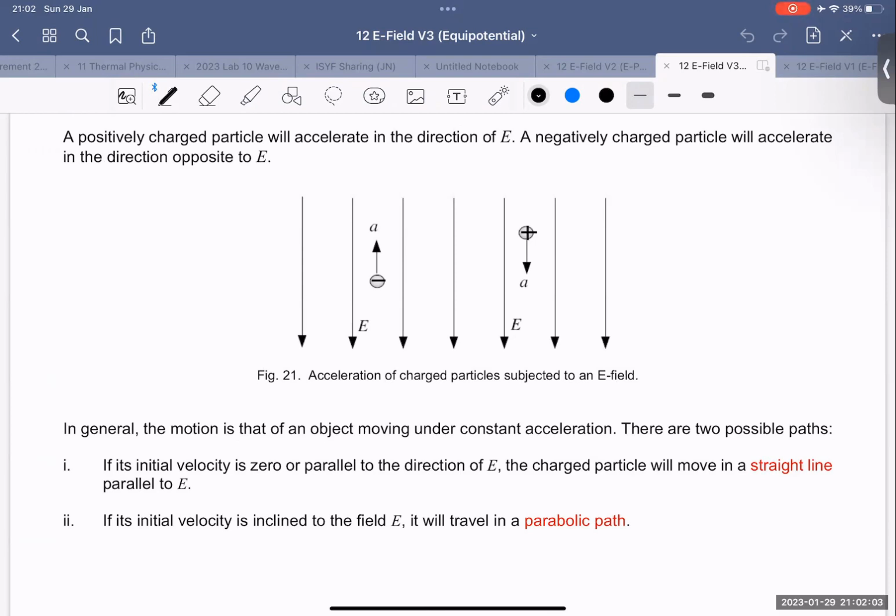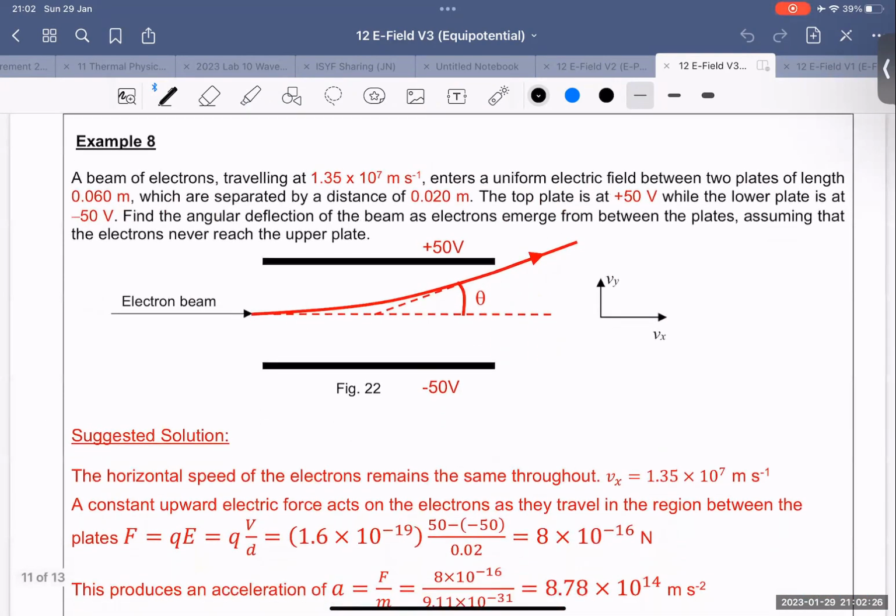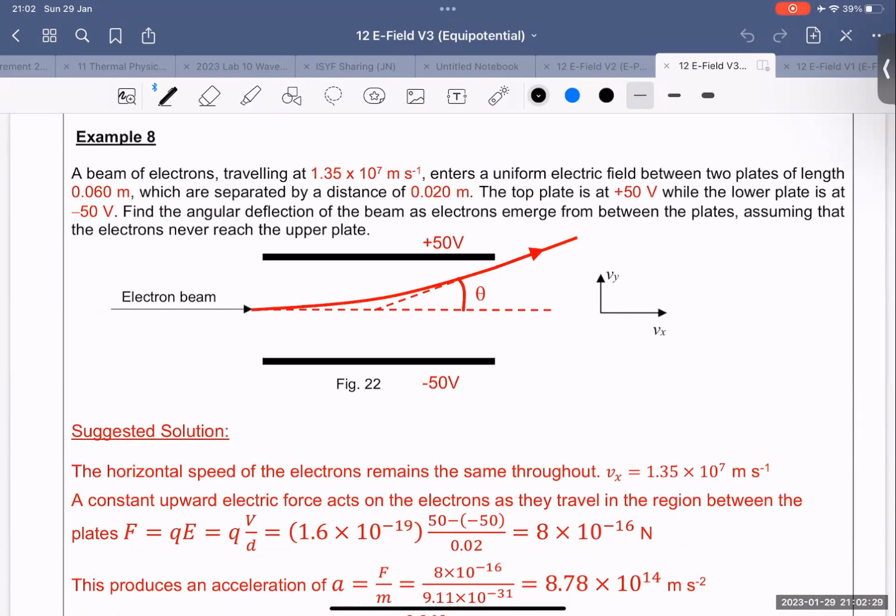If the initial velocity is 0 or parallel to the direction of E, the charged particle will move in a straight line. If the initial velocity is inclined to the field, it will travel in a parabolic path, or we say projectile motion. Example 8. A beam of electrons traveling at 1.35 times 10 to the power 7 meters per second enters a uniform electric field between two plates of length 0.060 meter, which are separated by a distance of 0.020 meter. The top plate is plus 50 volts while the lower plate is minus 50 volts. Find the angular deflection of the beam as electrons emerge from between the plates.